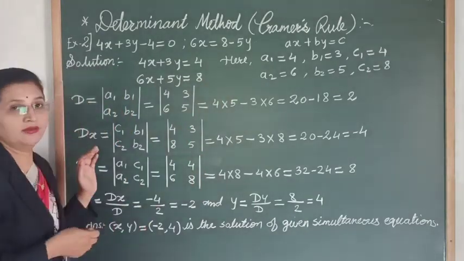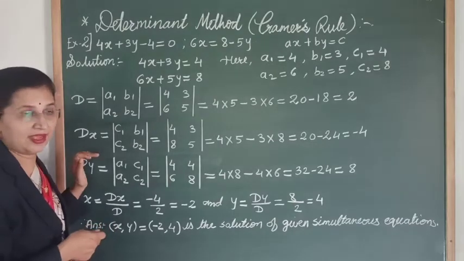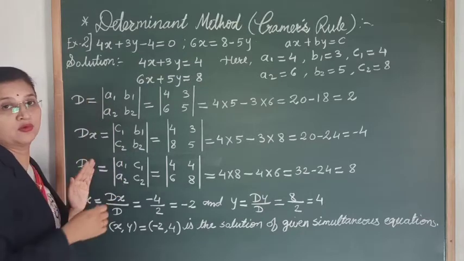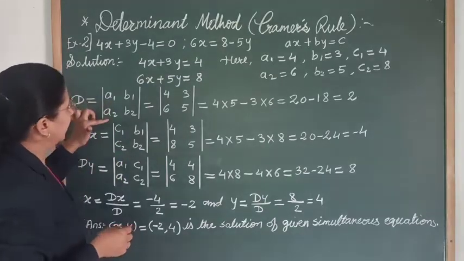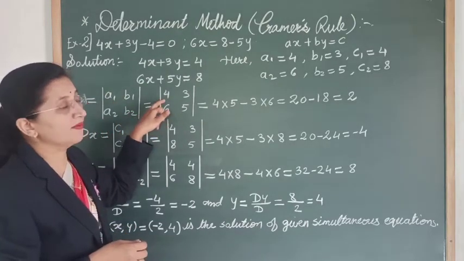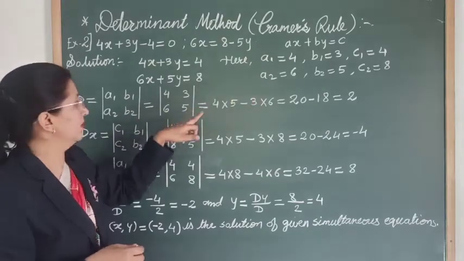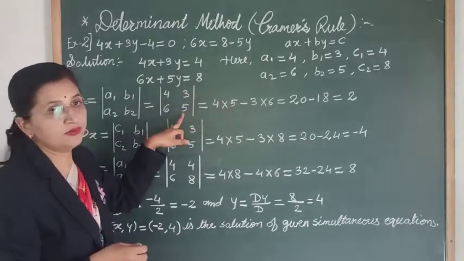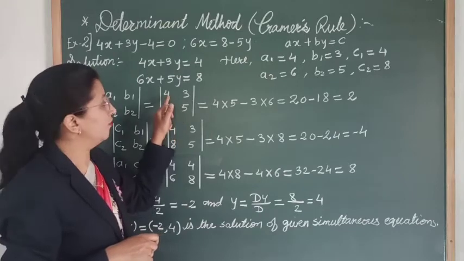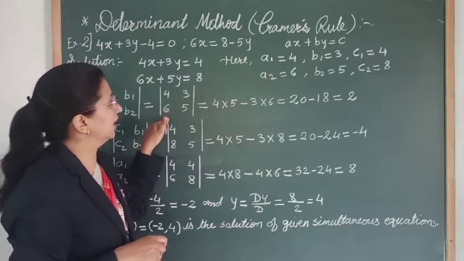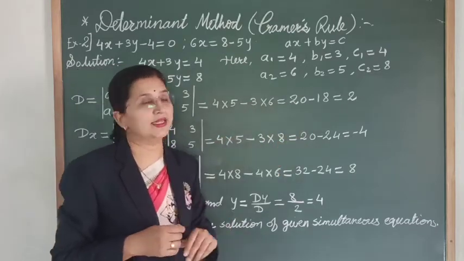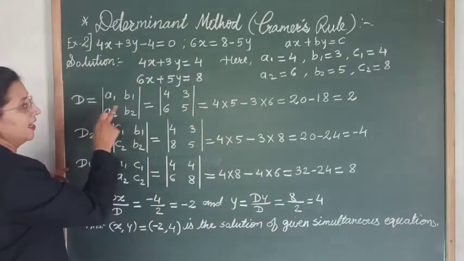Okay. Now let's find out the values of determinant d, dx and dy. So first one, d. D is equal to here. As we have known, in the first column we have to write the values of a1, a2, and in the second column b1, b2. So let's put the values: a1 is 4, a2 is 6, b1 is 3, b2 is 5. Okay, let's find out the value of this determinant d by cross multiplication. 4 into 5 minus 3 into 6. 4 5s are 20 minus 3 6s are 18. 20 minus 18, that is 2. So we got the value of determinant d as 2.